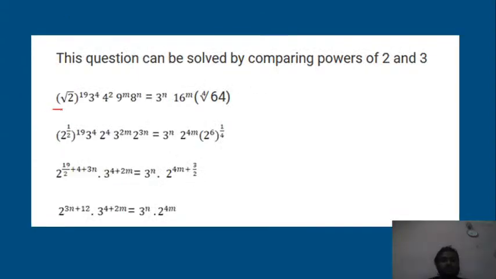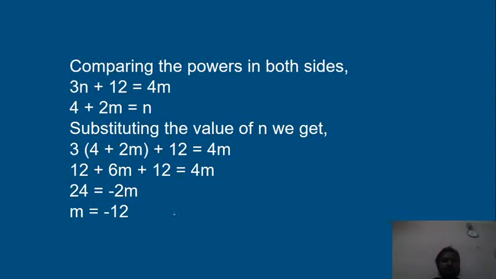Look, rewriting this whole equation in powers of 2 and 3, you just get a simple equation that is 2 to the power 3n plus 2 is equal to 4m. You get two equations, you solve the two equations, and get m is equal to minus 12.